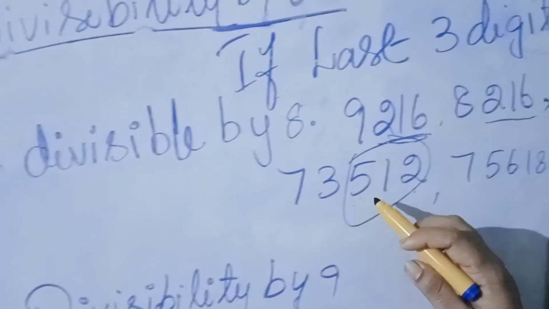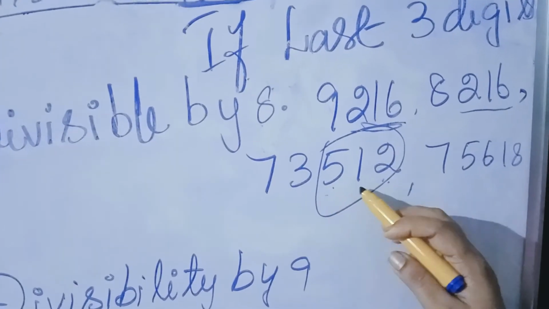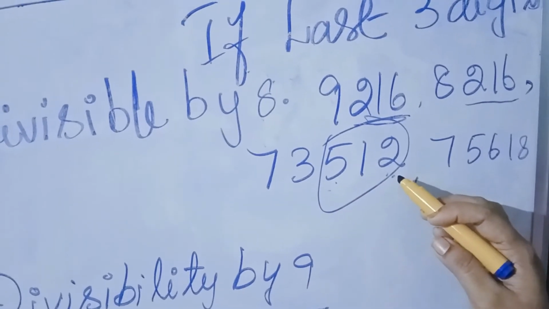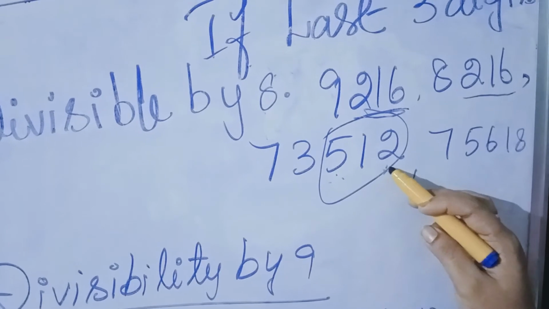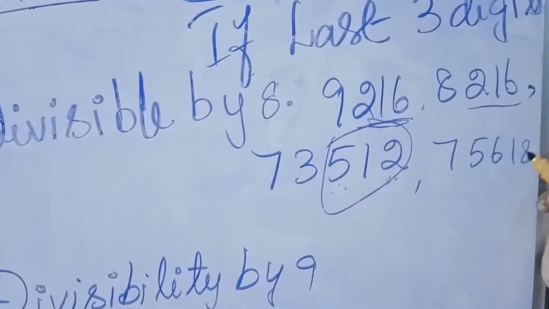Now 73,512 is there. The last 3 digit number is 512. Is 512 divisible by 8? Yes, it is divisible by 8. So the whole number is divisible by 8. Now the next number.